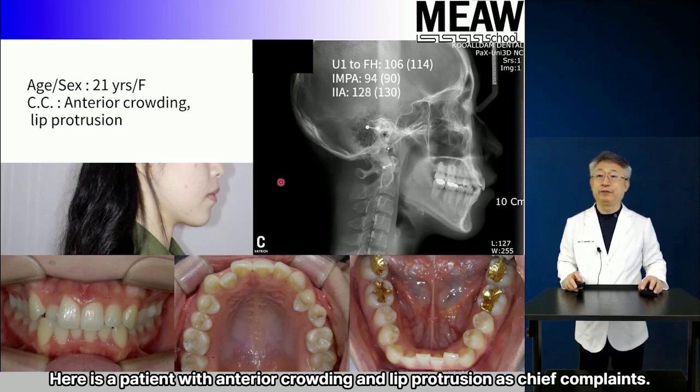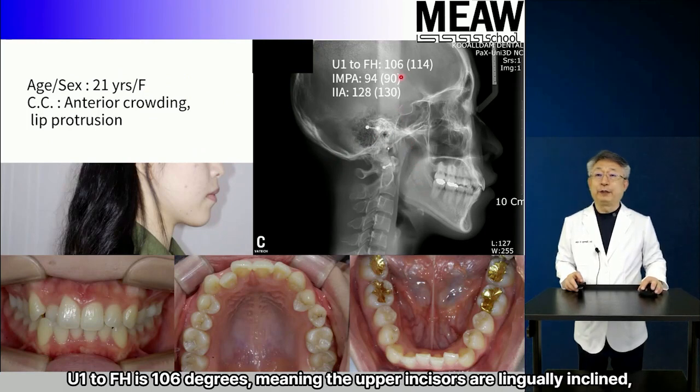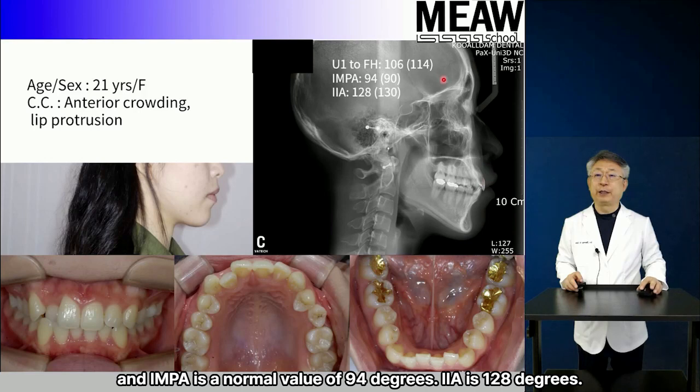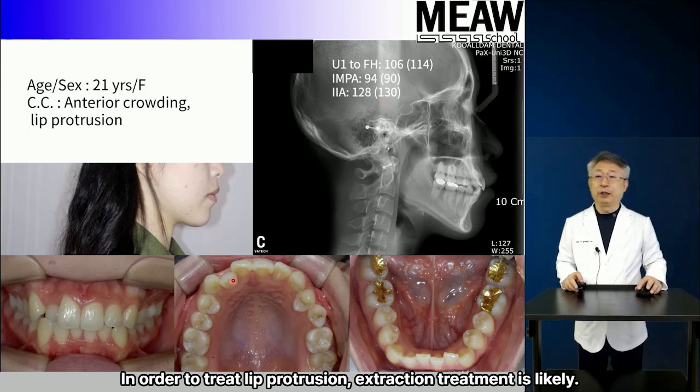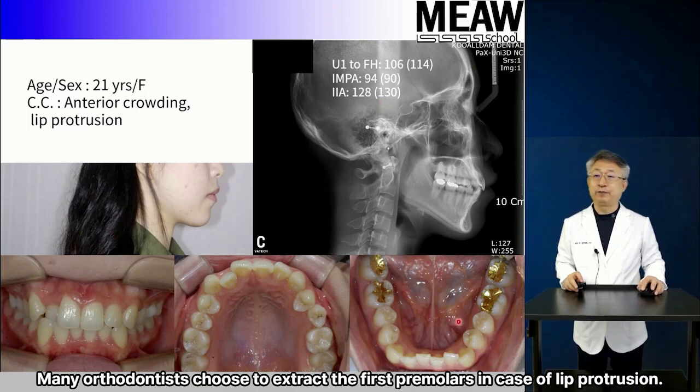Here is a patient with anterior crowding and lip protrusion as chief complaints. U1 to FH is 106 degrees, meaning the upper incisors are lingually inclined. And IMPA is a normal value of 94 degrees. IIA is 128 degrees. In order to treat lip protrusion, extraction treatment is likely. Many orthodontists choose to extract the first premolars in case of lip protrusion.